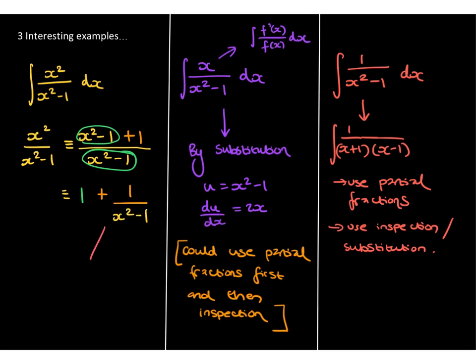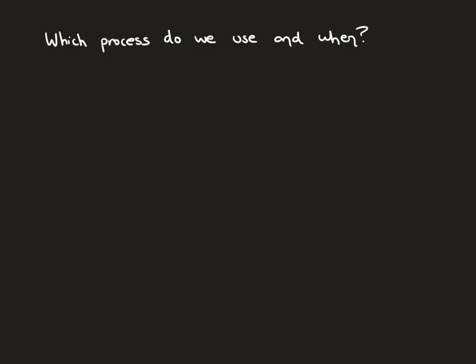This can then be integrated, first of all, using partial fractions to separate this out, as it's basically become this example over here. And of course, 1 can be integrated on its own to give us x. So 3 interesting examples to think about. So we need to think about which integration process we use and when do we do it.